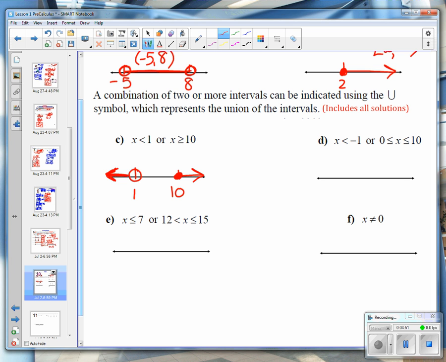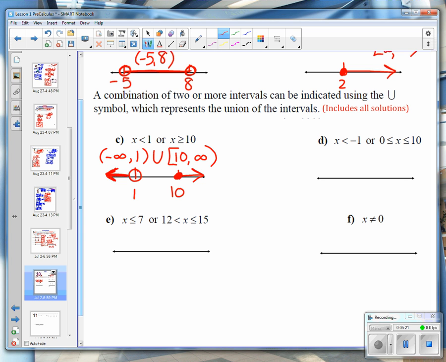Now, how would I represent this as my interval, as these little brackets that we've been using, same thing as before. I've basically got my negative infinity, which I know is going to be an open bracket, up to 1, which still has to be an open bracket. And then I'm going to use that union symbol up to that 10, which is a closed bracket, up to infinity, which would be an open bracket. So we're just basically doing a combination of things here.